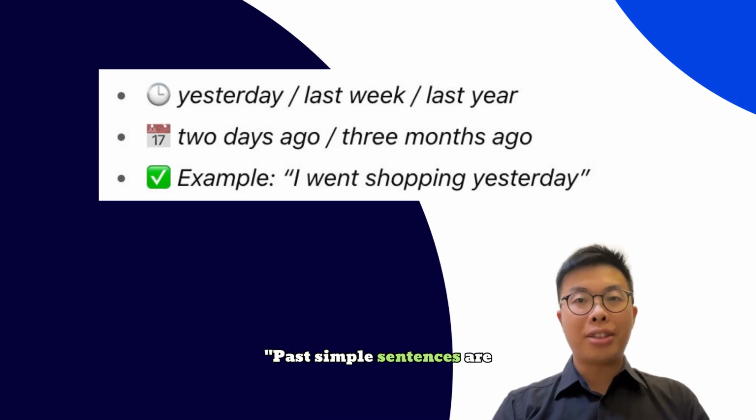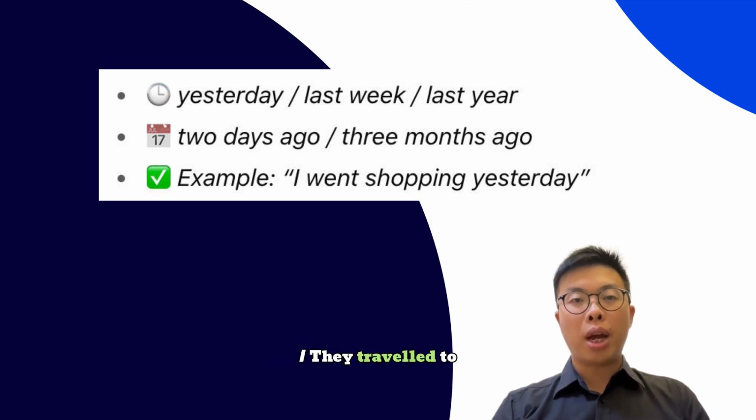Past simple sentences are often used with time expressions that show when something happened. Common ones include yesterday, last night, last week, last year, 2 days ago, 3 months ago, in 1992. For example, I went shopping yesterday. They traveled to Spain 2 years ago. These expressions make it clear we're talking about the past.